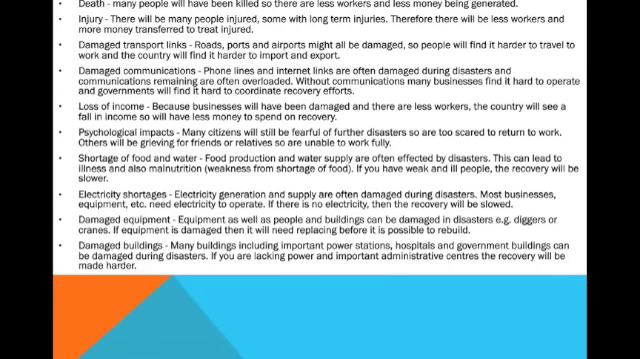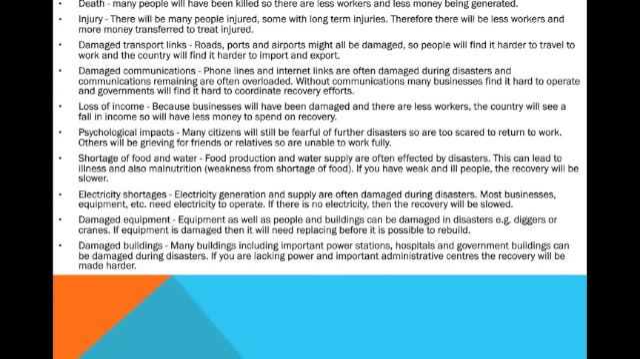Damaged transport links. Roads, ports, and airports might all be damaged, so people will find it harder to travel to work, and the country will find it harder to import and export. Damaged communications. Phone lines and internet links are often damaged during disasters, and communications remaining are often overloaded. Without communications, many businesses find it very hard to operate, and governments will find it hard to coordinate recovery efforts. Loss of income. Because businesses will have been damaged and there are fewer workers, the country will fall in income, so we'll have less money to spend on recovery.